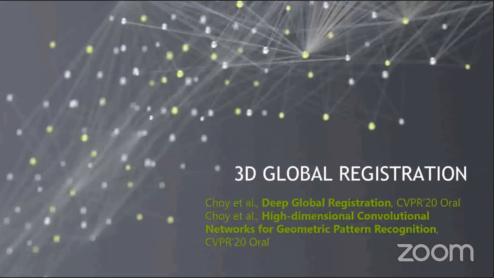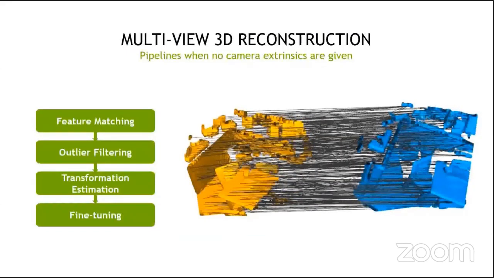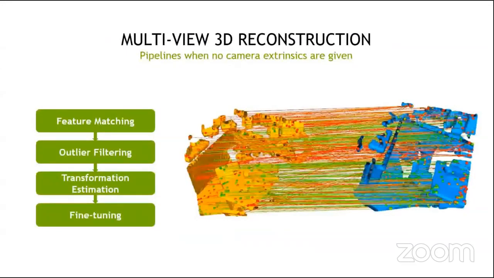Next, given the features, we can find a rigid transformation and register 3D point clouds, and we recently published two papers on 3D registration. The first paper is Deep Global Registration, and the second paper is High-Dimensional Convolutional Networks for Geometric Pattern Recognition. So in the 3D registration pipeline, we first extract features and match across point clouds, which gives us initial correspondences. However, not all correspondences are accurate, and we must filter the outliers before registration. RANSAC, for example, does this by randomly sampling until it finds a subset without outliers.